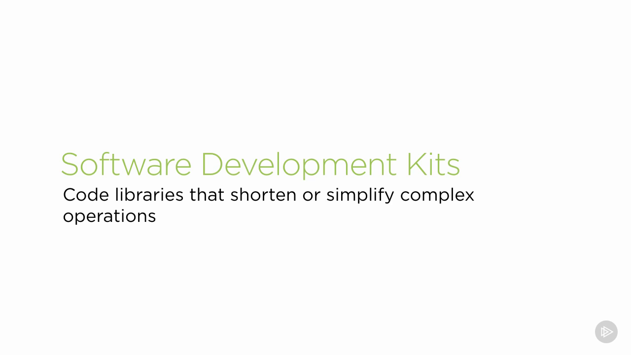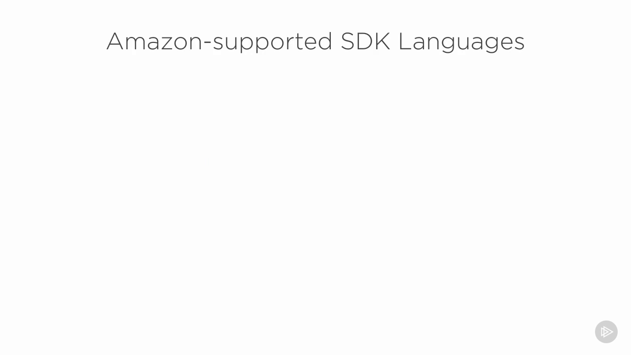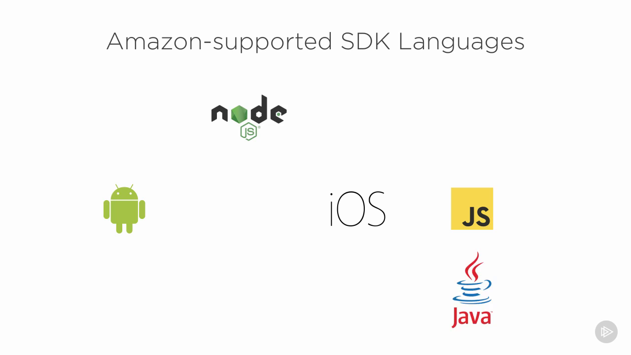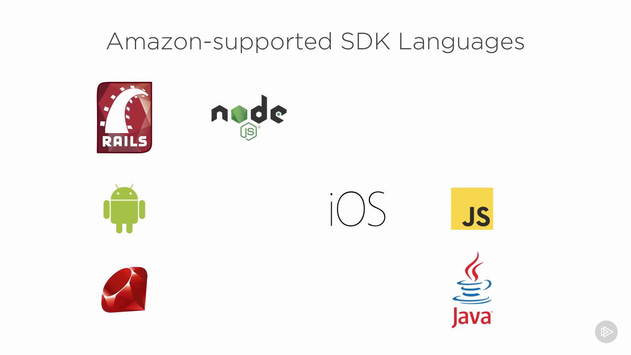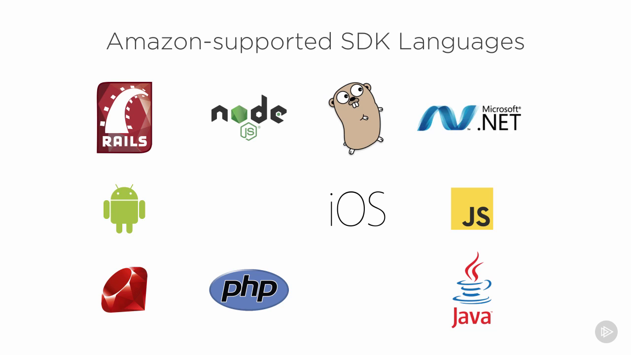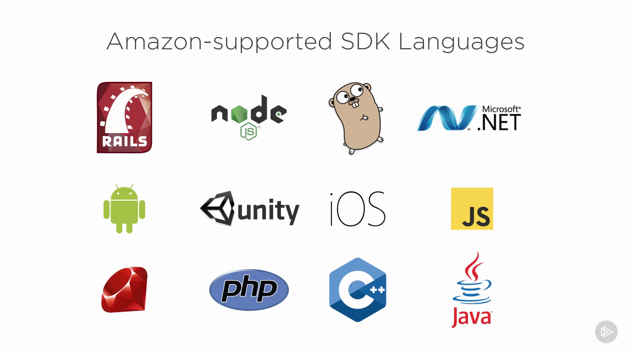They offer the SDKs in many different popular languages so that you can get started quickly with integrating AWS into your application. Amazon supports SDKs in most of the popular web programming languages. Unfortunately, there isn't a single portal listing all the SDKs in one place, but here are the SDKs that I was able to find that AWS supports: Android, iOS, JavaScript and Node.js, Java, Ruby and Rails, PHP, Go, .NET, C++, and Unity. Hopefully your language of choice is listed here.